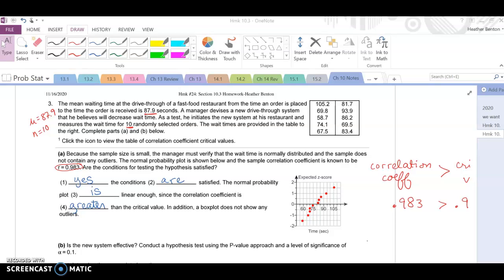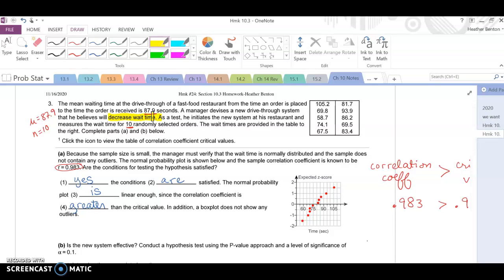So decrease the wait time, that's going to be our clue as to what kind of hypothesis testing we do, whether that's a left-tailed, right-tailed, or two-tailed test. As a test, he initiates the new system and measures the wait time for 10 randomly selected orders. So far we know that our mean wait time is 87.9, that's our mu, and our n, our sample size, is 10. And the wait times are provided in the table at right.